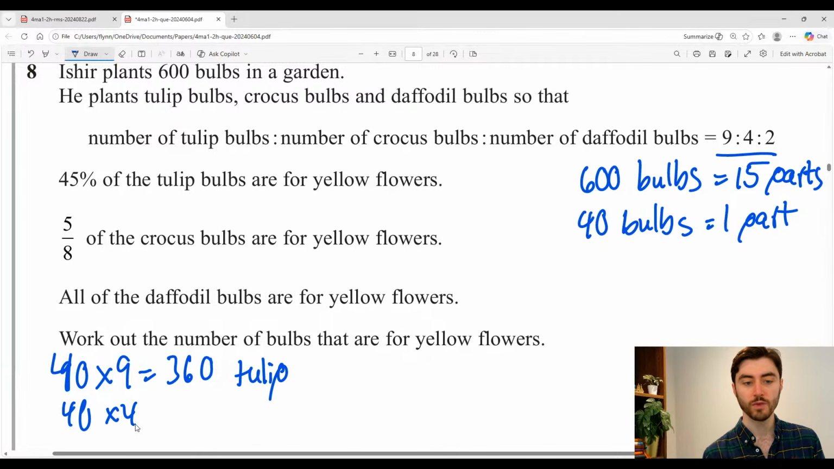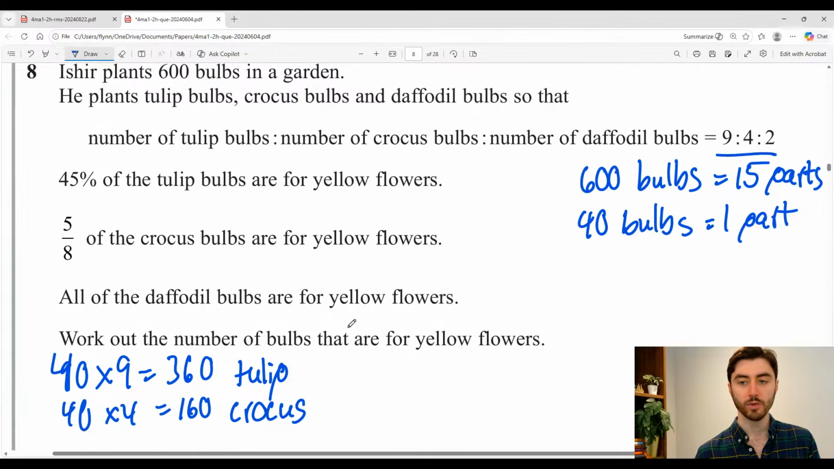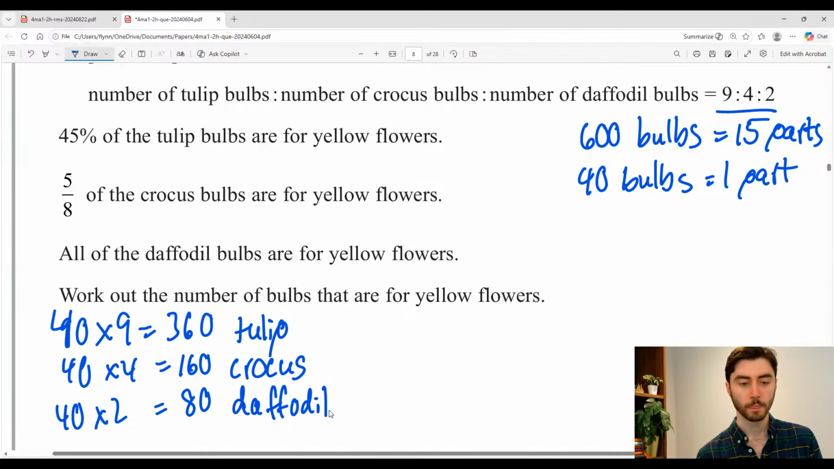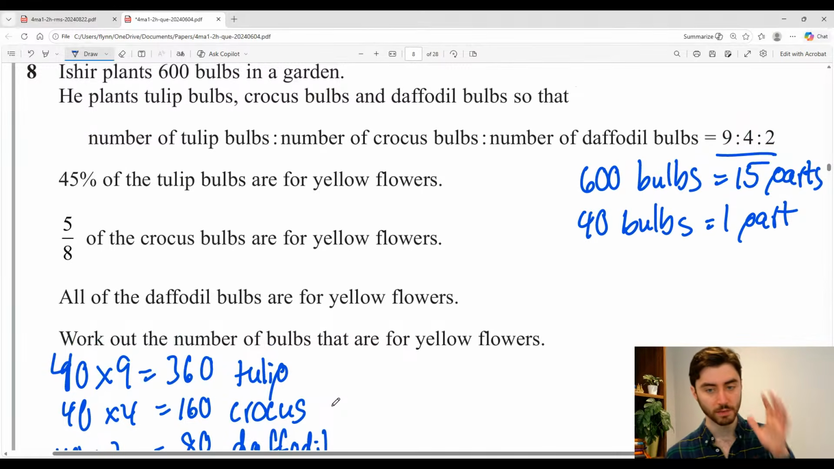40 times 4 is equal to 160 crocus. And 40 times 2 is 80 daffodil. Okay, so that's the first checkpoint. That's something I know I've been able to execute.